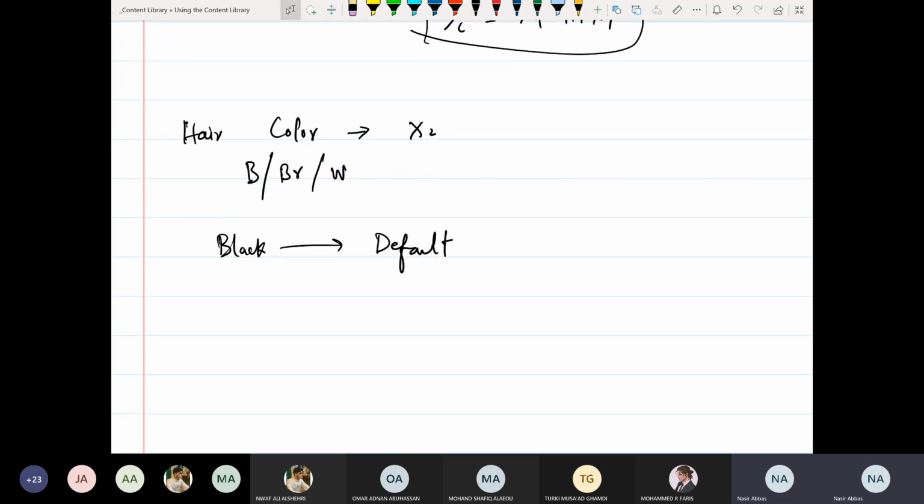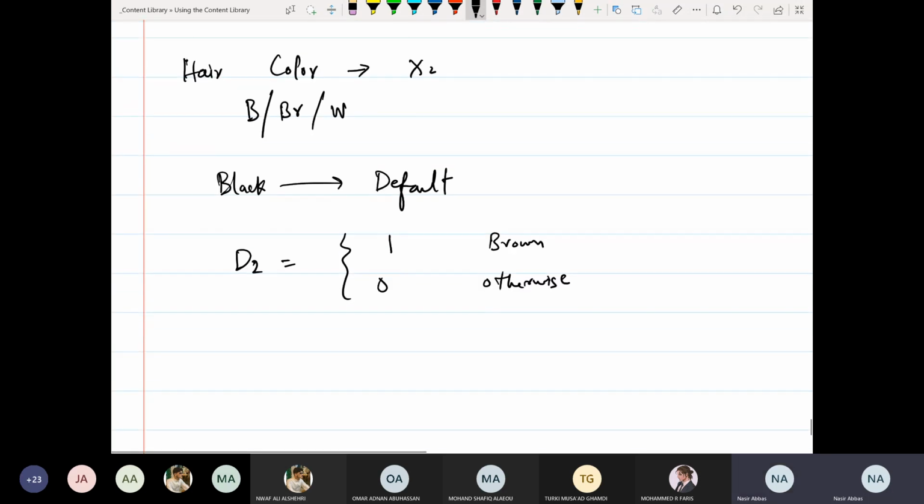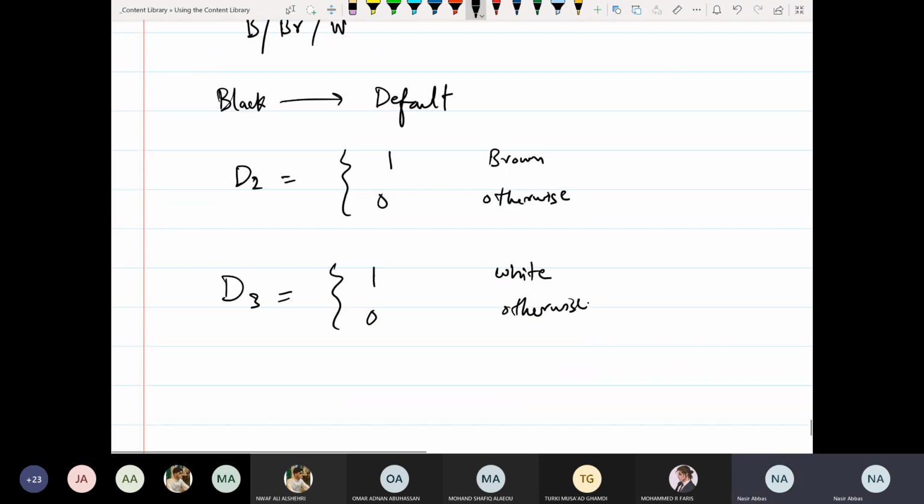So introduce 2 dummy variables, one for the brown. Call it D2. This is equal to 1 if the hair color is brown, 0 otherwise. For black and white, D2 will be 0. And you introduce D3, 1 if the hair color is white, 0 otherwise. 2 dummy variables are enough for explaining 3 categories.